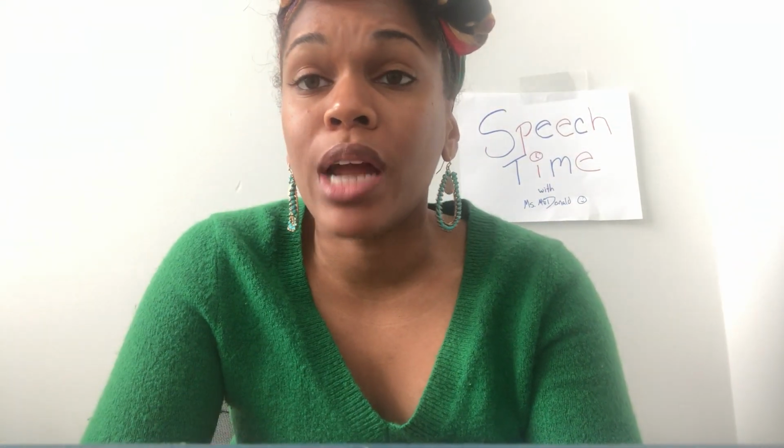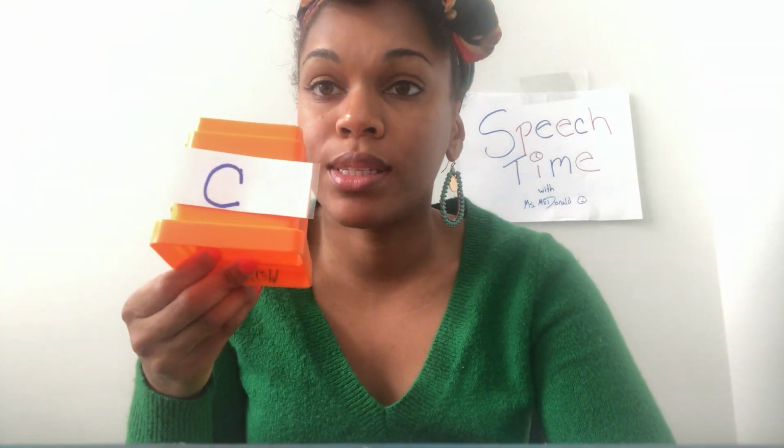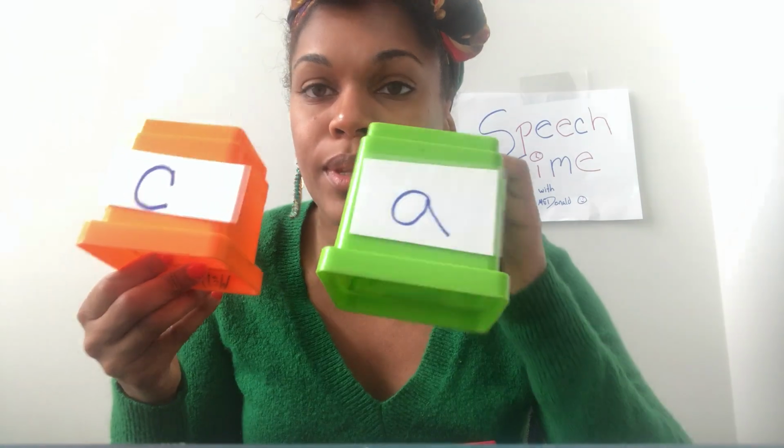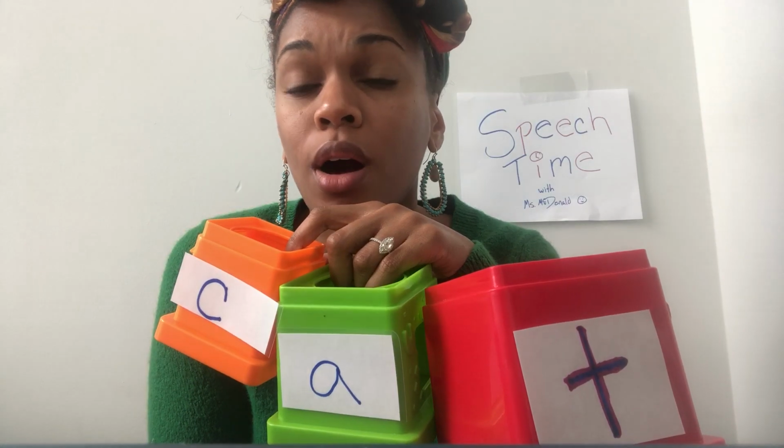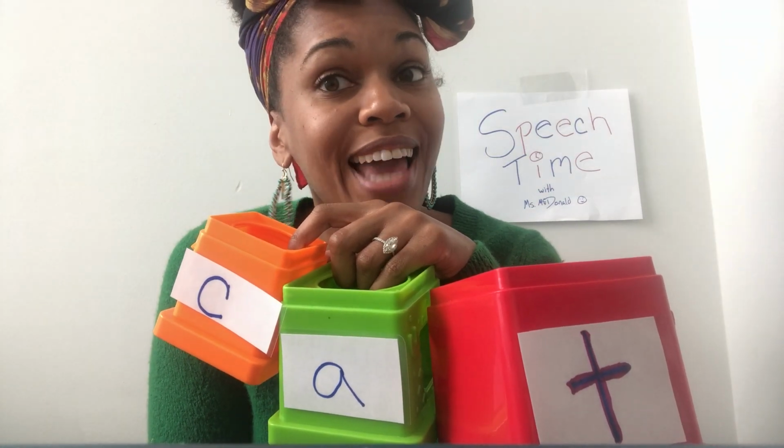So at this time, what I want you to do is write the letters C, A. What's the last letter? T. I want you to write the letters C-A-T, and I want you to do your best to draw a picture of a cat. Meow.